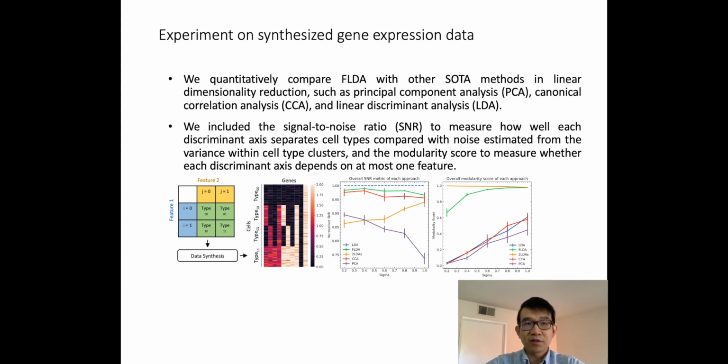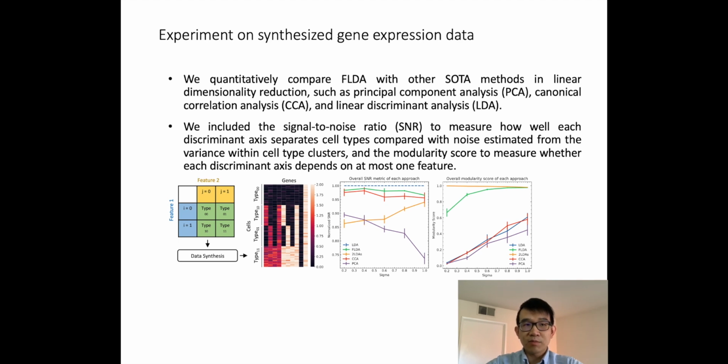We first tested our method on synthesized gene expressions to quantitatively compare it with other state-of-the-art methods in linear dimensionality reduction, such as principal component analysis, canonical correlation analysis, and linear discriminant analysis. Gene expressions of 4 cell types were generated from a Cartesian product of 2 features, I and J, organized in a 2x2 contingency table. We included the signal-to-noise ratio to measure how well each discriminant axis separates cell types compared with noise estimated from the variance within cell type clusters, and the modularity score to measure whether each discriminant axis depends on at most one feature.